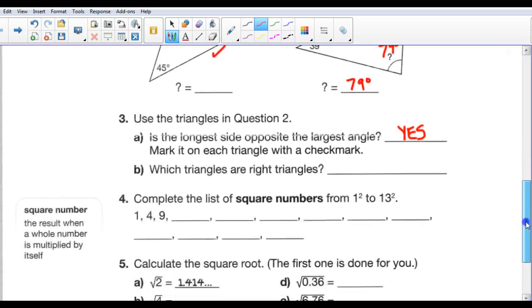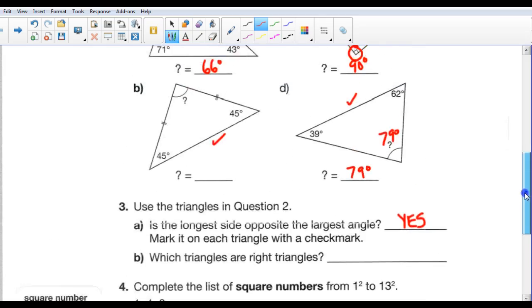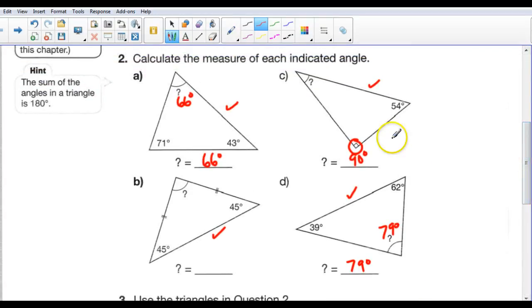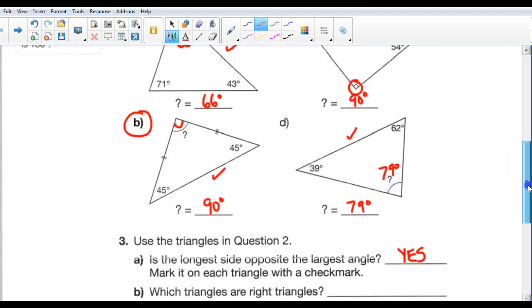Which triangles are right triangles? Well, any triangle that has the symbol with a little square in the bottom is a right triangle. This is the only one. Well, let's see, 45 and 45. Well, this one here is 90 as well. Okay, so we would have to put one right there. Okay, so this is a right triangle, and this is a right triangle. This one is not, and this one is not. So we could say C and B and C.